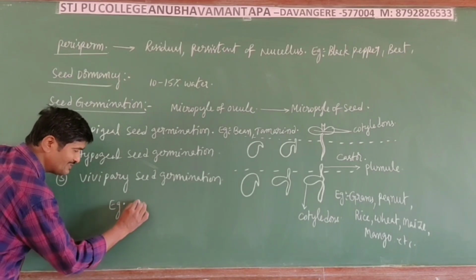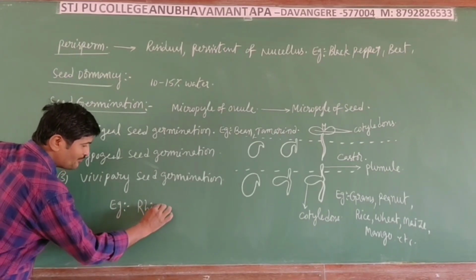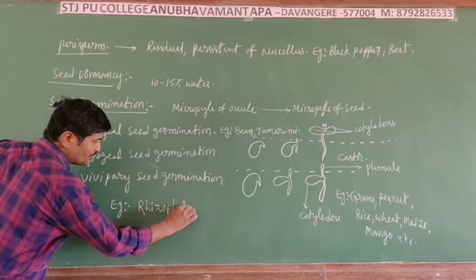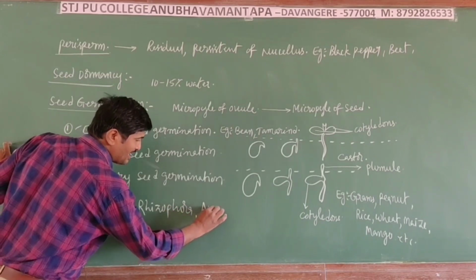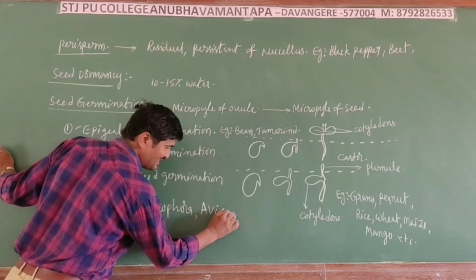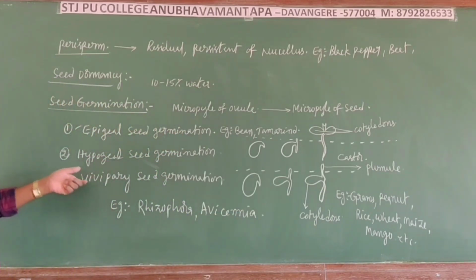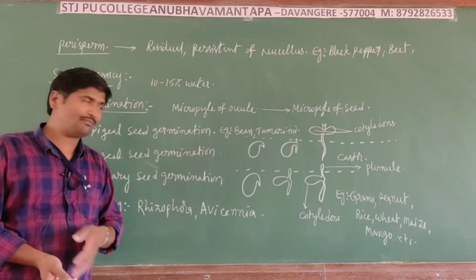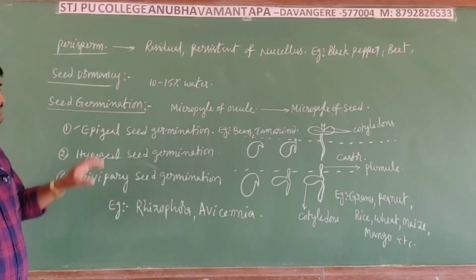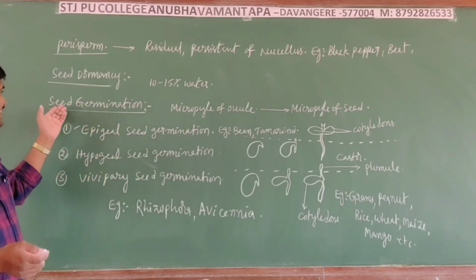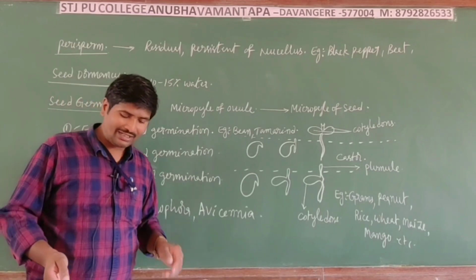This is the best example for viviparous seed germination. Mangrove plants, best example, Rhizophora, Avicennia. These are the best examples for viviparous seed germination. So these are the 3 types of seed germination. Okay, next one.